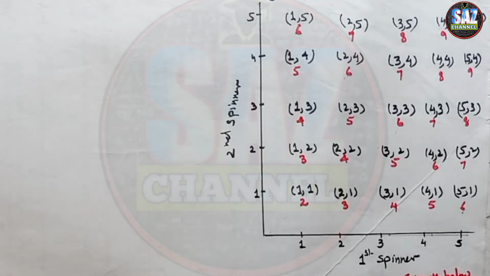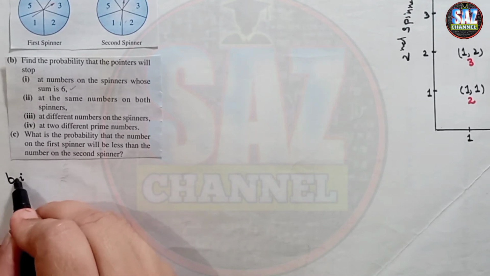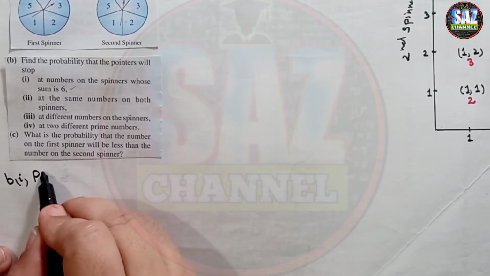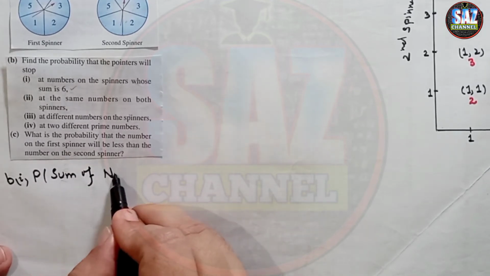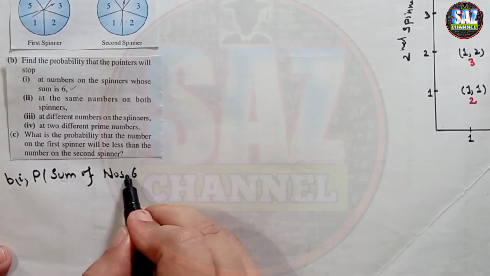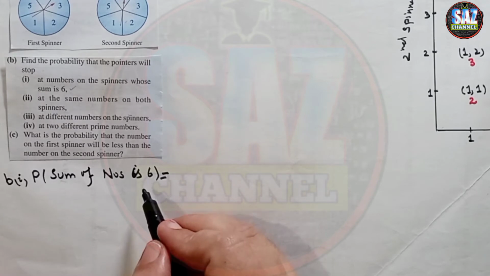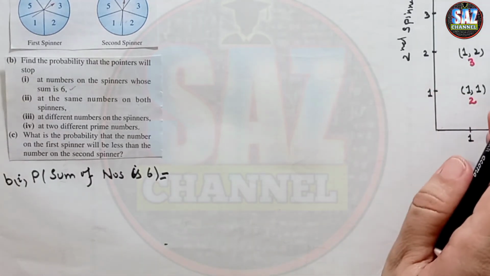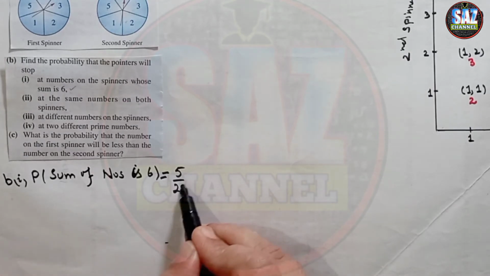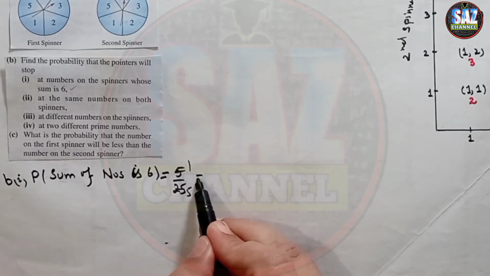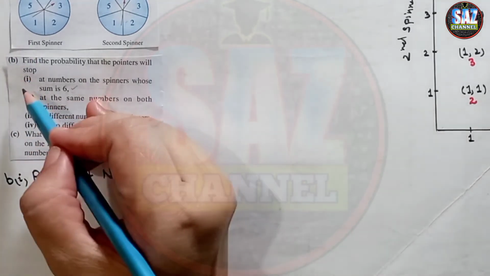So for the first part, the probability that the sum of numbers is 6 is: favorable chances, there are 5 favorable chances, 1, 2, 3, 4 and 5, upon 25. 5 ones are 5 and 5 fives are 25, so it is 1 by 5. Okay, the sum is 6.